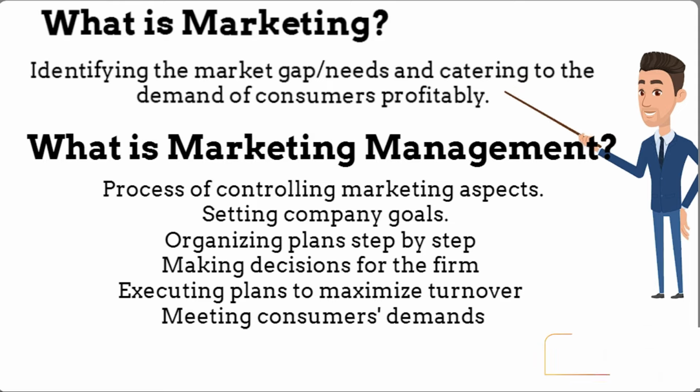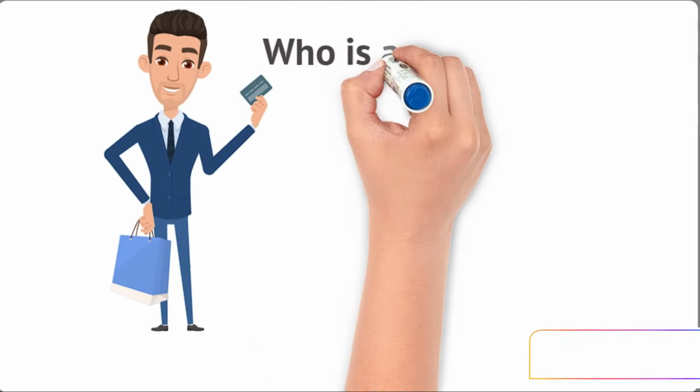What is marketing management? Process of controlling marketing aspects, setting company goals, organizing plans step by step, making decisions for the firm, executing plans to maximize turnover, meeting consumers' demands.